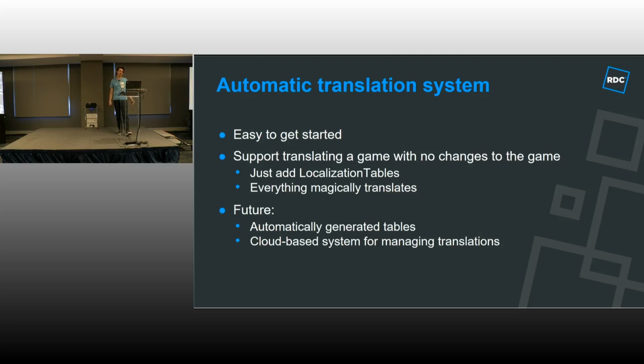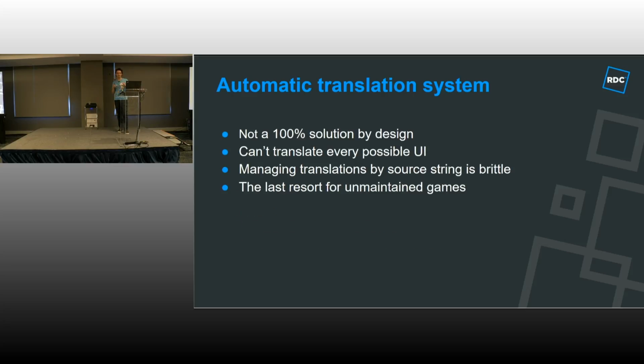And in the future, we're going to add like automatically scraping text and generating tables for you and have a cloud-based system for managing translations. And that's all really great. It does have some downsides though. This isn't a 100% solution by design. It can't translate every possible UI that you come up with. If you're doing any kind of text animation, like a typewriter effect where text is scrolling in, we can't translate that. We can't translate incomplete text. You're going to have to write some scripts to patch that up.